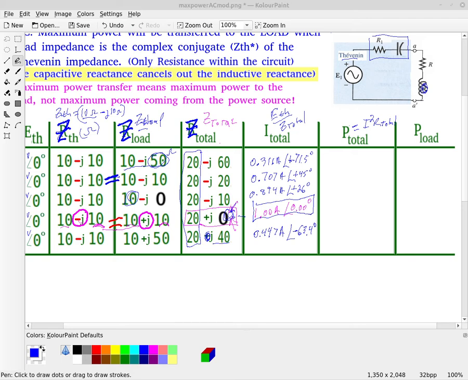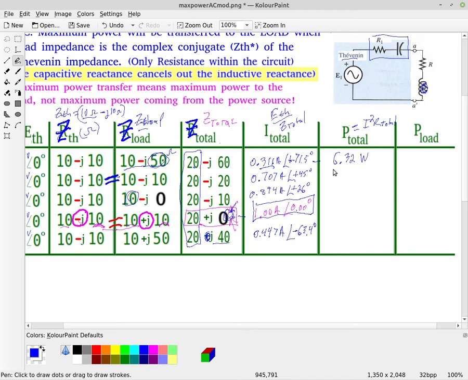So if we look here now, looking at total power, I'm going to be using a total of 6.32 watts. Remember, it's I squared, so 0.316 squared times 20. That's going to be my total power. So for the first case, 6.32 watts.